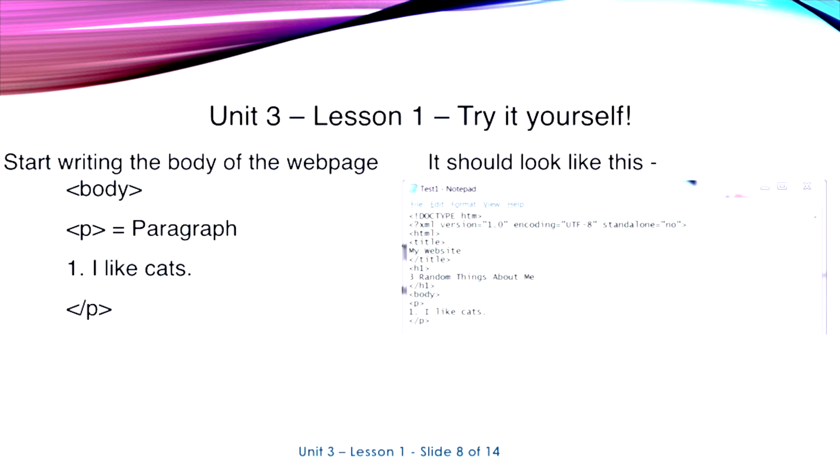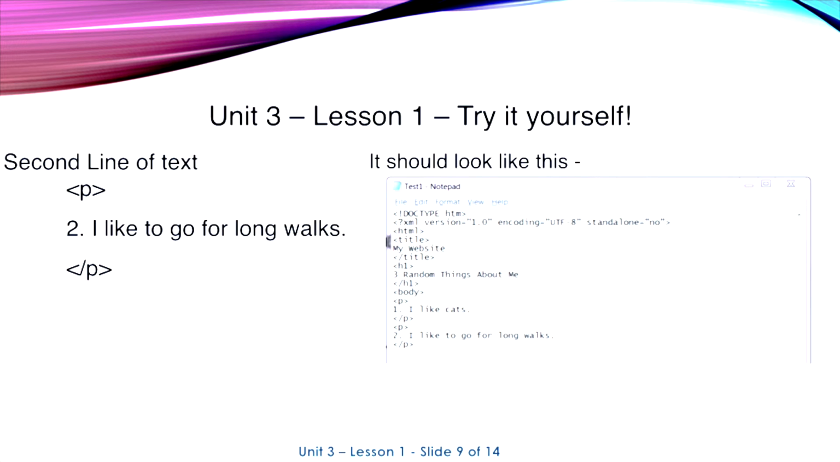The paragraph tag is angle bracket P angle bracket to open. Then we write, number 1, I like cats. Then we have a closing tag by adding the backslash, so angle bracket backslash P angle bracket. When you have this done, your page should look like this.